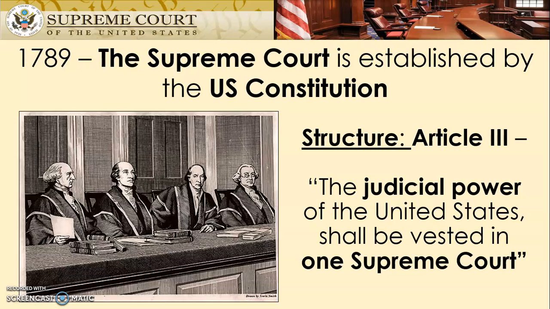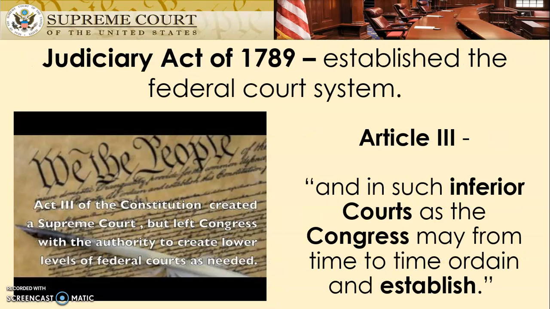Judicial power of the United States shall be vested in one Supreme Court. But we're going to separate that out a little bit. Let's look at the lower courts, which would be established under the Judiciary Act of 1789, which establishes the federal court system and those lower courts, aka the appellate and appeals and district courts. Article 3 states in such inferior courts as the Congress may from time to time ordain and establish, aka that the Congress has the right to add more courts if it's needed, which we do.